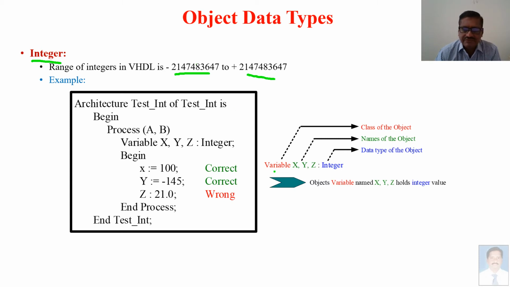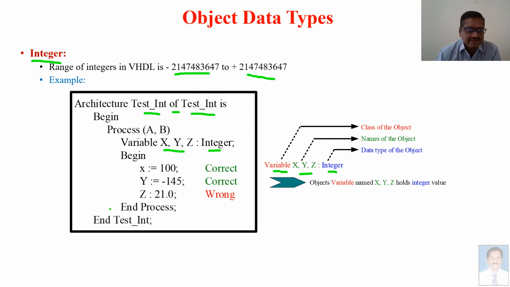Here I have considered the data type as an integer, but this object is nothing but a variable, that is the class of the object. Variables x, y, z, these are the three variables, and their data type is integer. For example, this is the name of the architecture, this is the name of the entity, begin process AB variable. We have defined these variables x, y, z as integers.